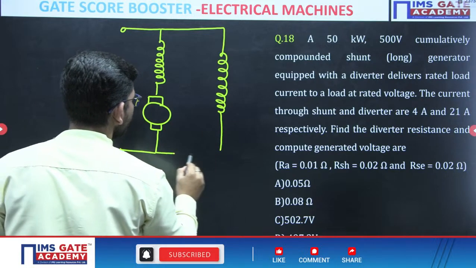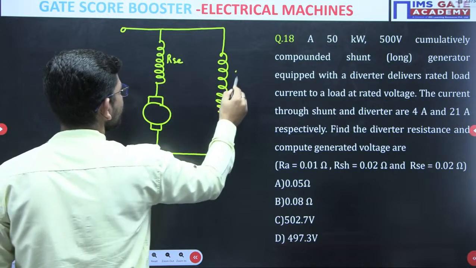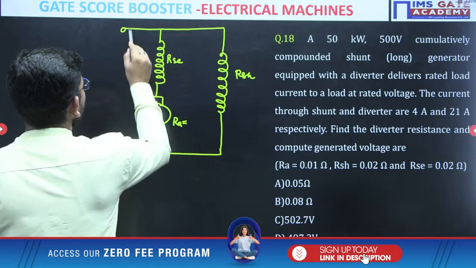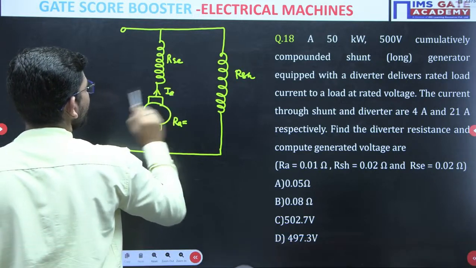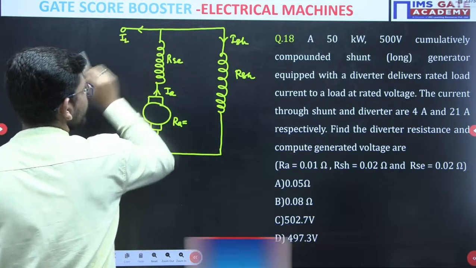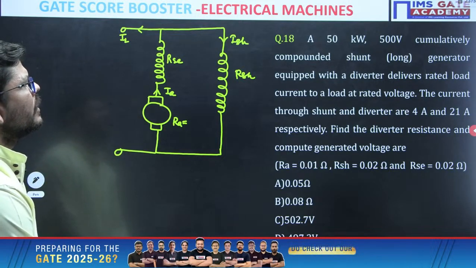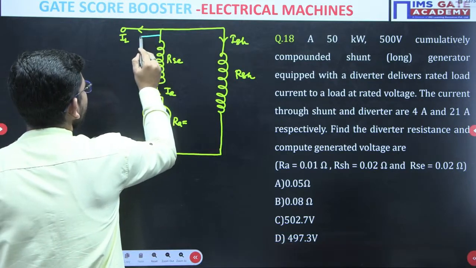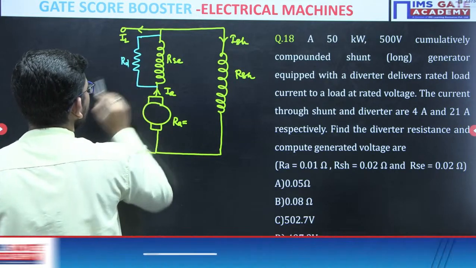I really like this question because in this question we have a lot of learning. So this is the series resistance, this is the shunt resistance, and it will have some armature resistance. This is the generator. Current might be coming from here, going here, and coming out here. Now they are saying it is equipped with a diverter. The diverter is connected across the series winding like this. This is RD, the diverter resistance.